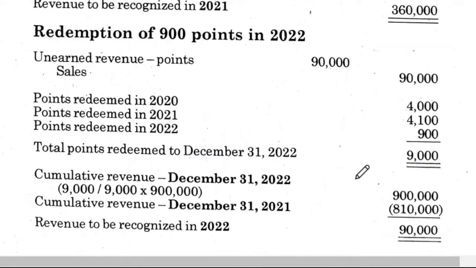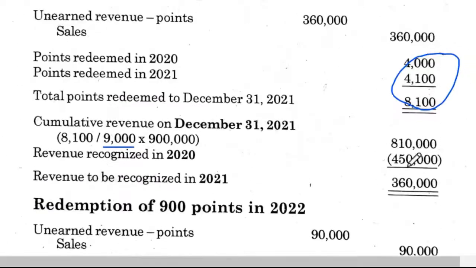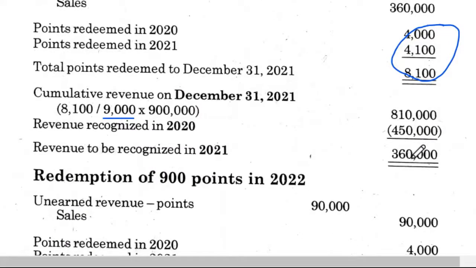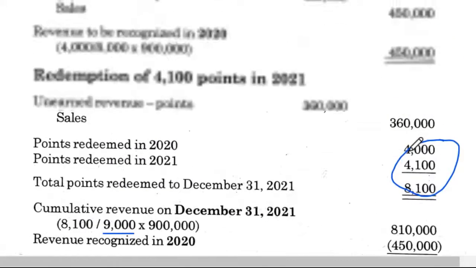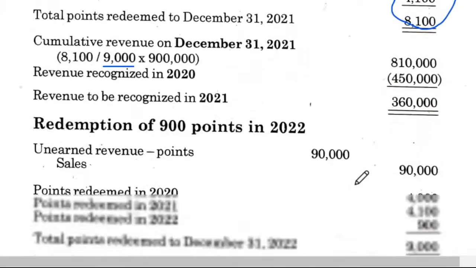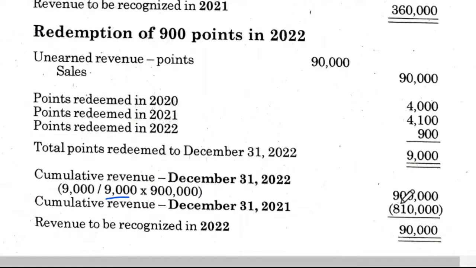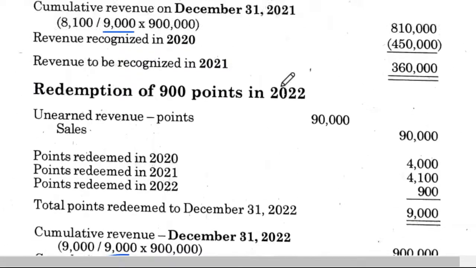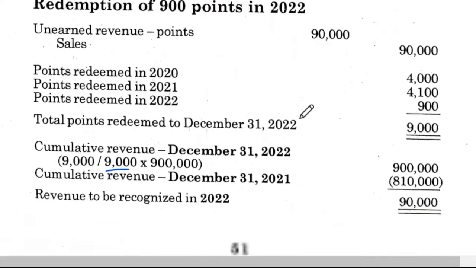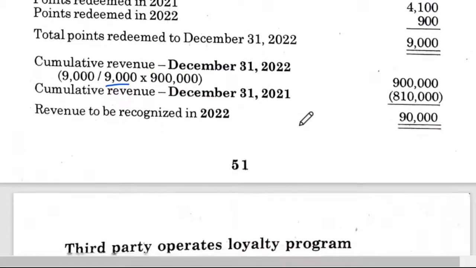Then, to get the revenue to be recognized for 2022, we have to get the cumulative revenue for all the periods with redemption. So that's 9,000 over 9,000, which is the same estimate as last time so there is no change, times 900,000. Again, this is the total value of the award credits, and then deduct the previously recognized sales on the redemption of the award credits. That's a total of 810, which is 450,000 plus 360,000. So 810. So what we recognize for 2022 is 90,000. So debit unearned revenue points, credit sales. As of 2022, the unearned revenue points are used up. All of the points were recognized as sales or as revenue.